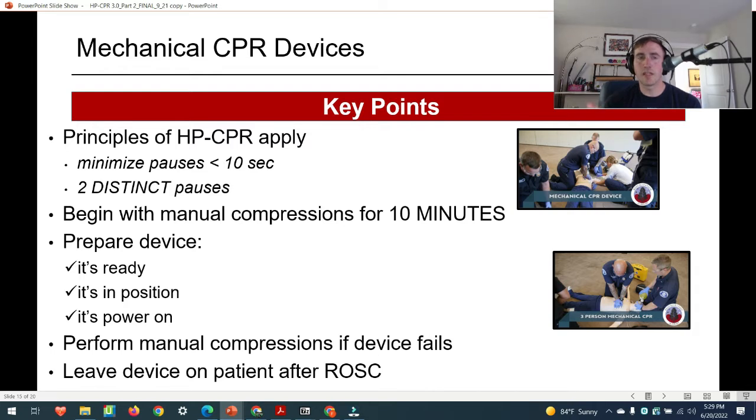There should be 2 distinct pauses for mechanical CPR, adhering to the principles of high-performance CPR. The one pause is to lift the patient up, slide in under the back plate, and then you connect the arm closest to you of the Lucas, and then you swing it over while they're still doing CPR. You swing it between their arms right here, all right?